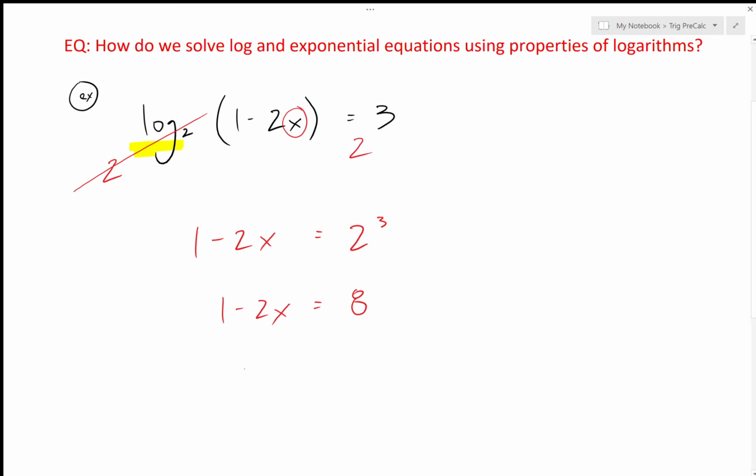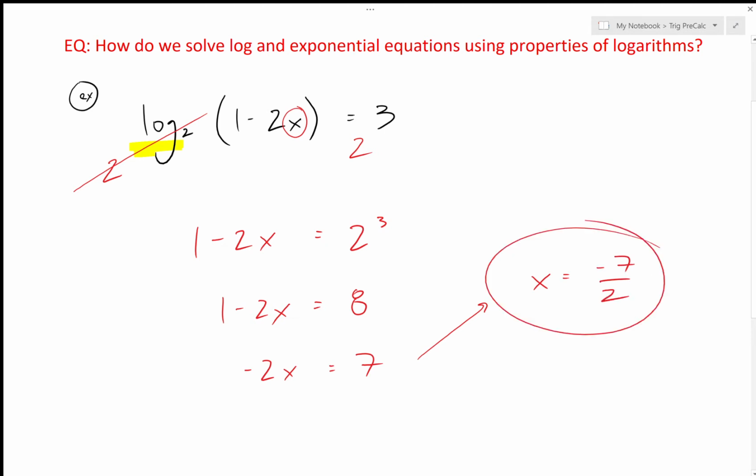Subtract 1 over, and then divide by negative 2, you get an answer of x equals negative 7 over 2 once you get x all by itself. But the key here is only one log term.